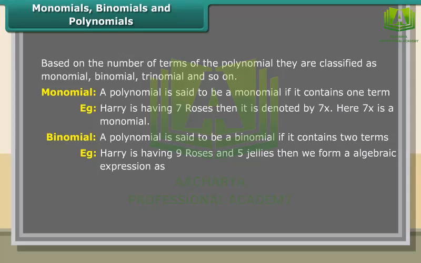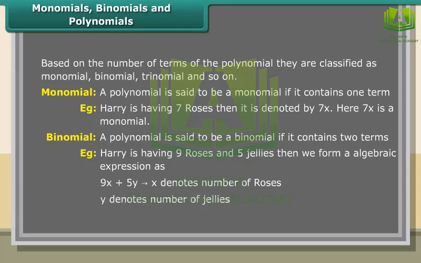Then we form an algebraic expression as 9x plus 5y. x denotes the number of roses, y denotes the number of jellies. 9x plus 5y is a polynomial which contains 2 terms.